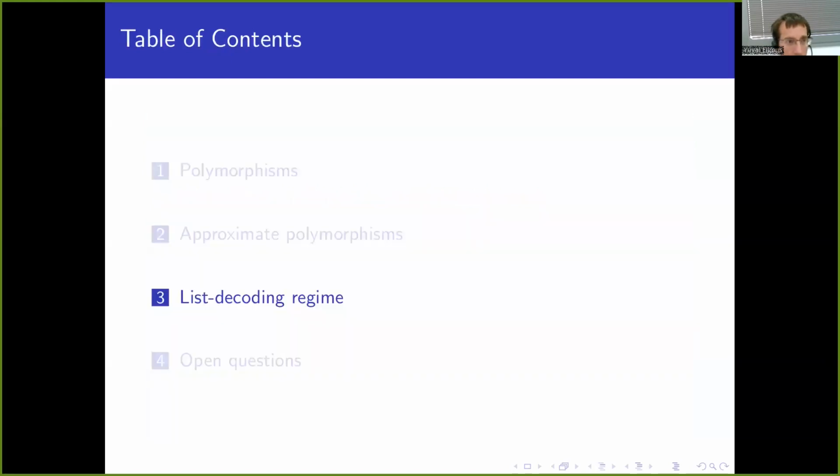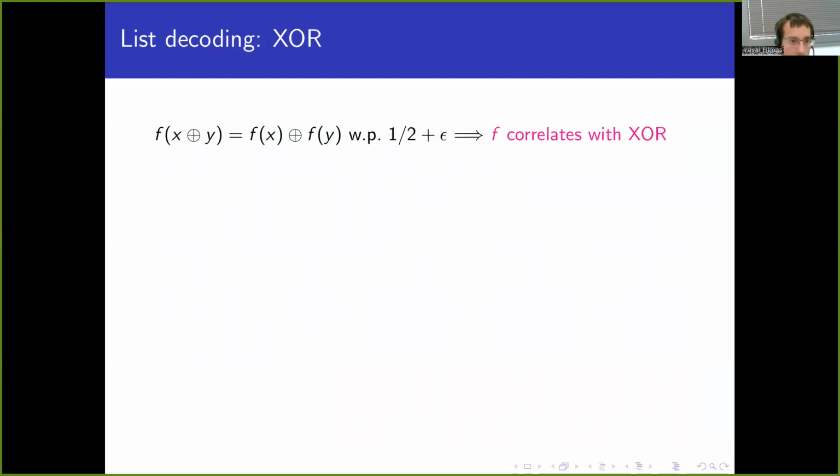Okay, now let's move on to our third and last topic. This is the list decoding regime. So above I've mentioned the list decoding regime for XOR. We have a function f, and it satisfies this equation with probability half plus epsilon. And in that case, we can say that f correlates with some XOR.